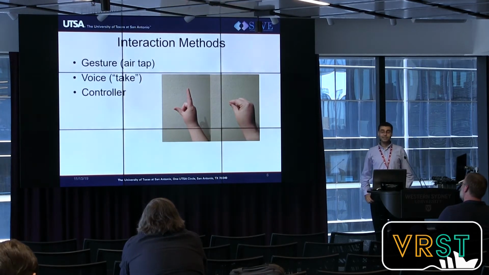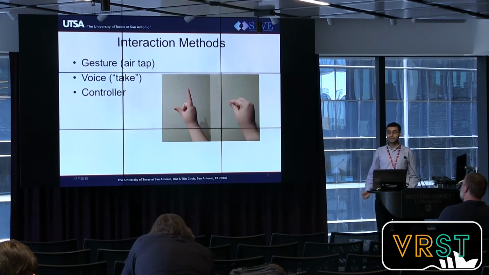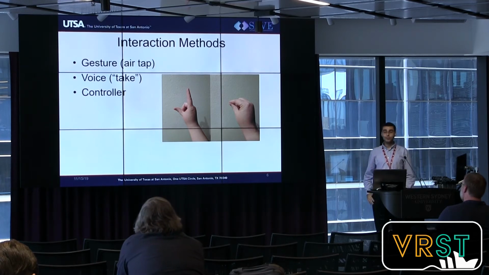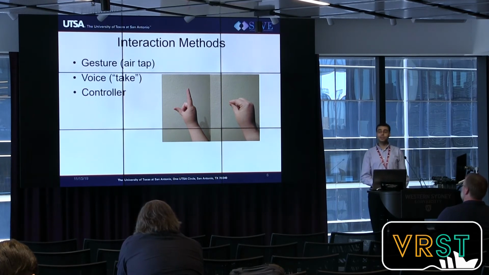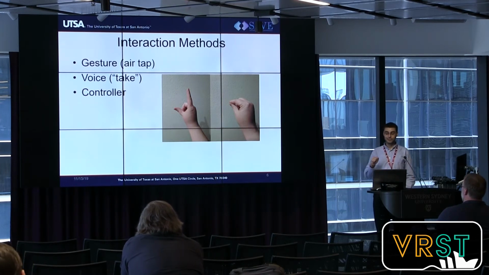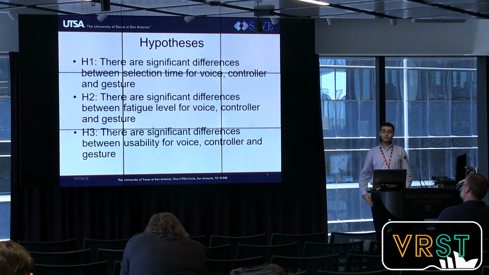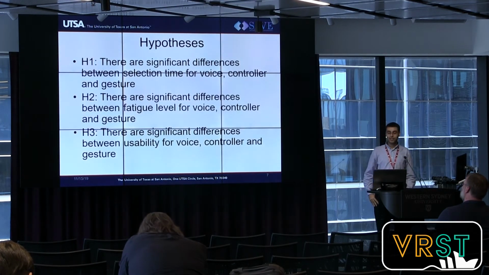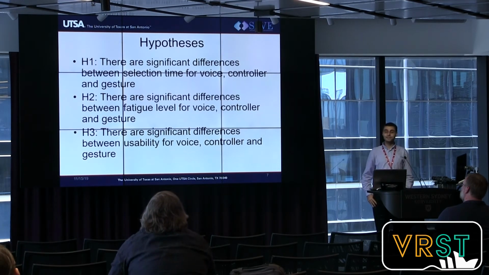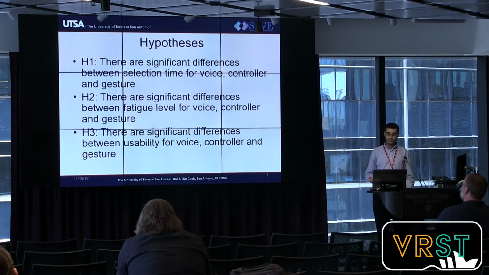So the 3 interaction methods, we had the gesture, which was the standard air tap with the HoloLens. For the voice control, we used the word take as the command to select. And for the controller, it was just the trigger buttons on the back of the controller to select. So for our hypotheses, we basically hypothesized that there was going to be significant differences between the 3 different selection methods in time, fatigue level, and usability.